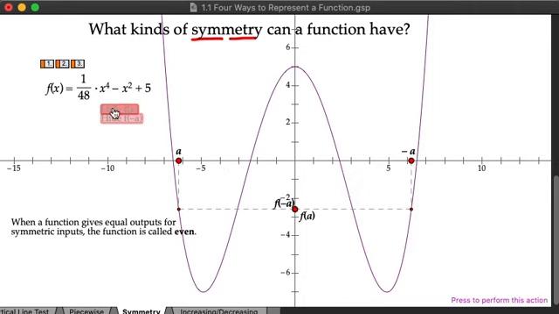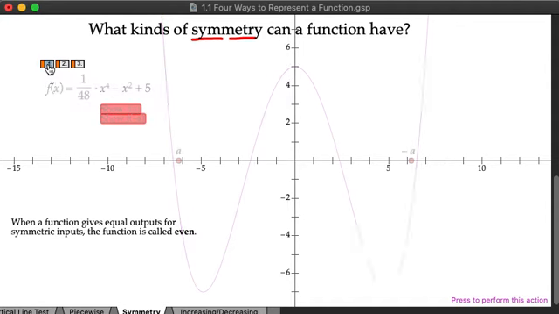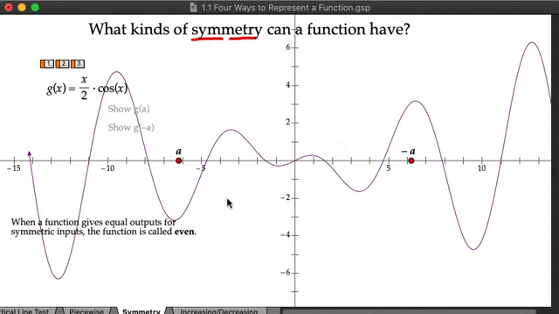Okay, let's hide these bits and look at another function. Now what is happening with this function? This is g. And I want to look at symmetric inputs, again. Here's an A and the opposite of A.